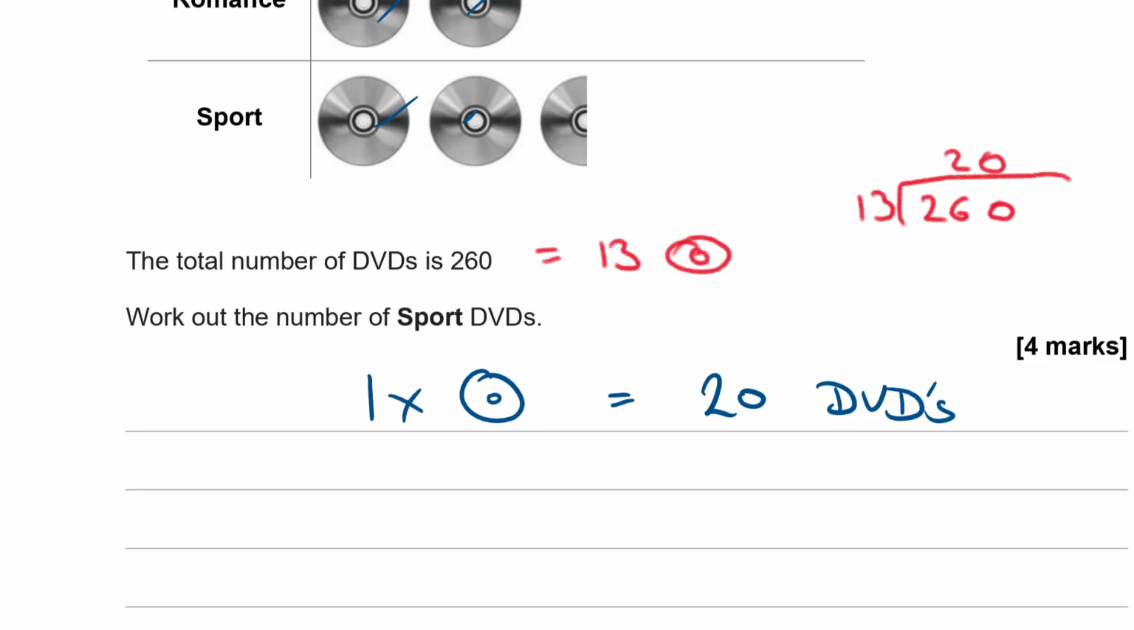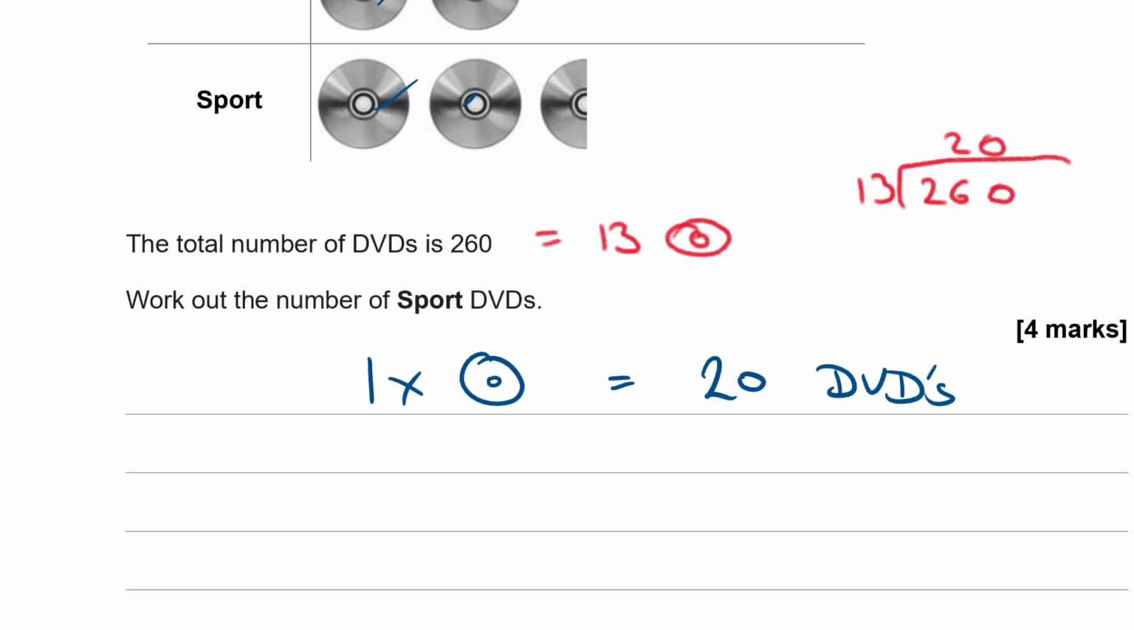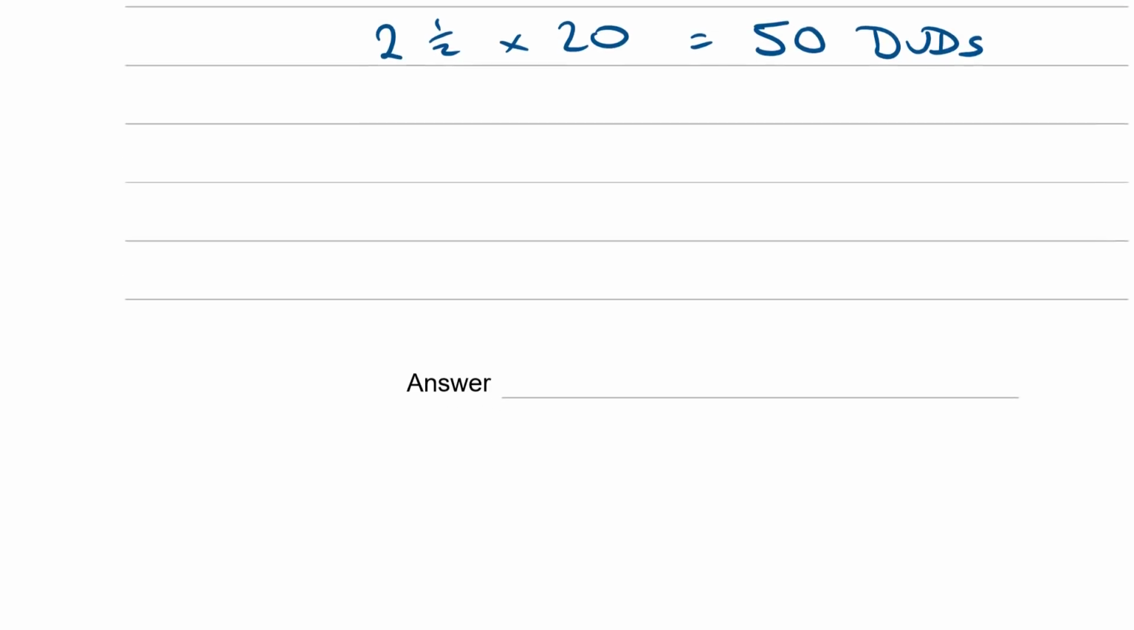So sports DVDs, you can see we've got 2 symbols and a half. So I need to do 2.5 times 20 then. How many is that? So 2 20s are 40 and half of 20 is 10. So 40 and 10 make 50 DVDs. So there must be 50 sports DVDs.